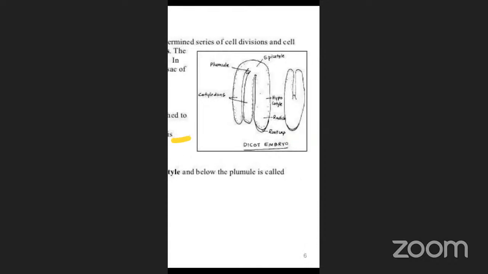A typical dicot embryo has two cotyledons attached to the embryonal axis. The central portion is called the embryonal axis. That is the attachment place, where the two cotyledons are attached. The embryonic shoot apex is called plumule. This develops into the future shoot. Development of the shoot starts from the plumule.